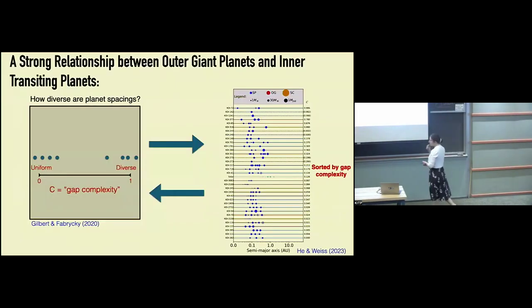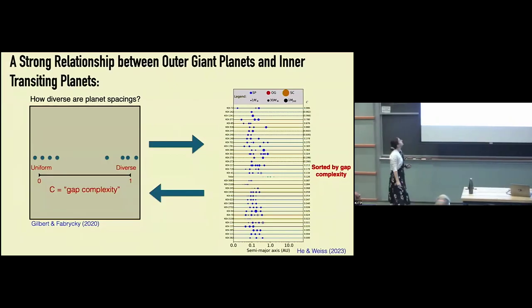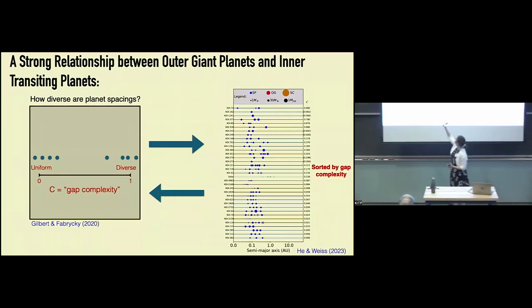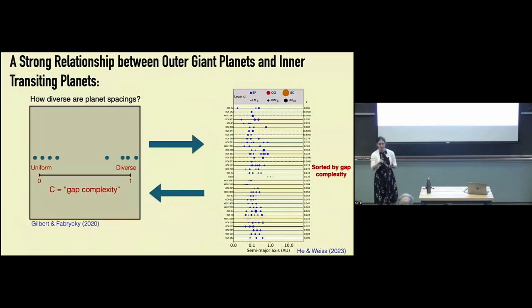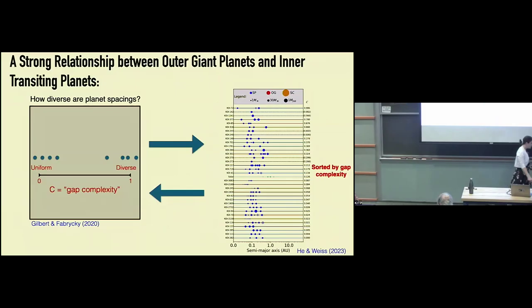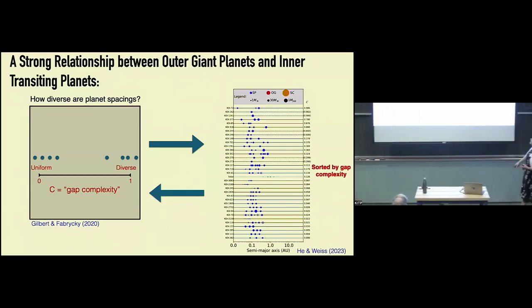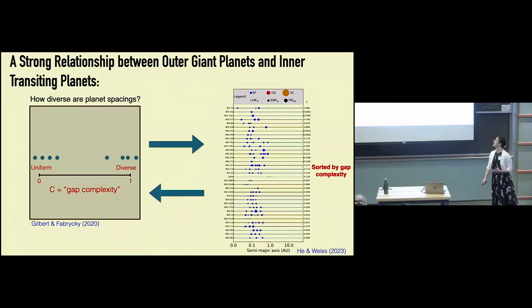Another really strong result that I'd like to show you from this survey is related to the outer giant planets and the inner transiting planets. To explain this, I have to tell you about a metric called the gap complexity, which describes how irregular the planet spacing is. In a system with totally regular spacing, the gap complexity is 0. With 1, it's more diverse. The architectures of our multi-transiting systems are shown on the right side of this plot, and they are ranked by gap complexity, with the most irregular spacing at the top.